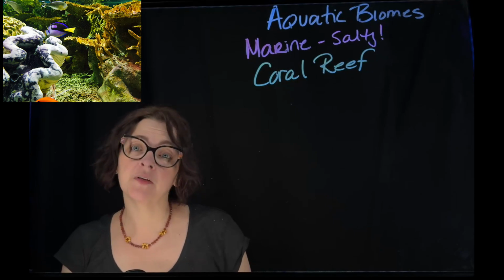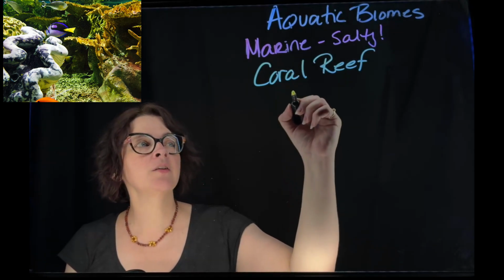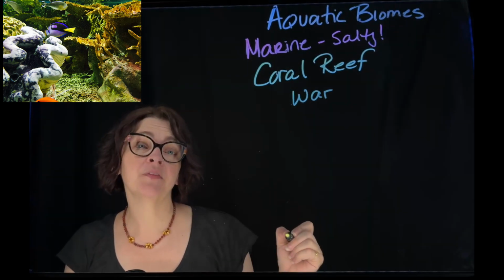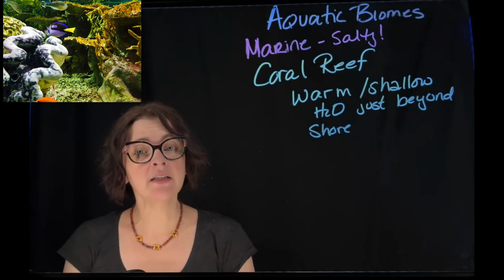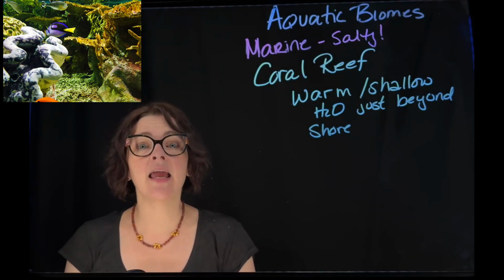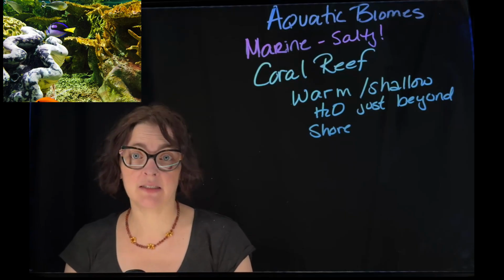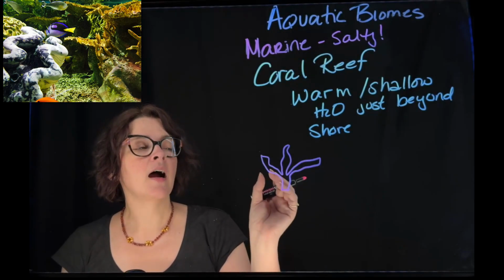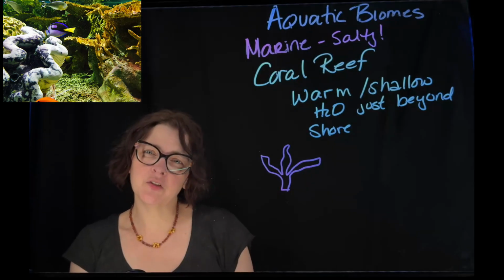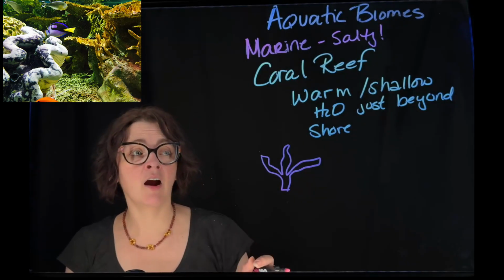Then we have coral reefs. Coral reefs are in warm, shallow waters just beyond the shoreline. Living in coral reefs is coral. Coral is an animal that has a calcium exoskeleton. When you think of coral, you think of the really pretty, different colors. They very much look like they could be plants, but they are animals.